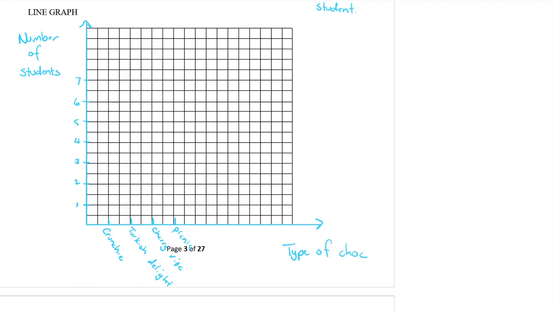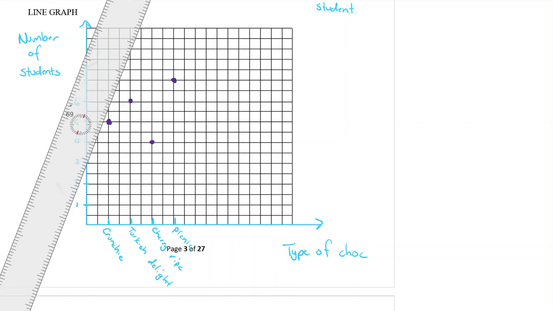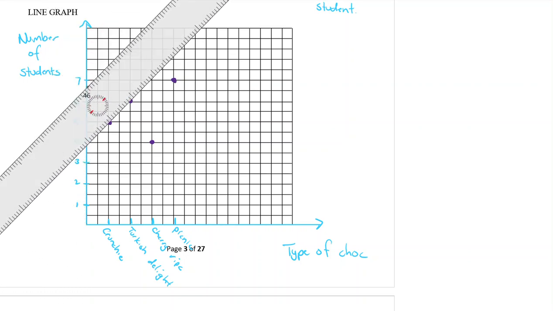And to draw a line graph, we're going to put a dot for each one of our results to start with, and then we're going to join it with a line. So Crunchy, come up to the 6 and put a dot. Turkish Delight, oops, sorry, start again. Crunchy was only 5. Crunchy, come up to the 5 and put a dot. Turkish Delight was the 6. Cherry Ripe is the 4. And Picnic is the 7. And then use your ruler to connect the dots.